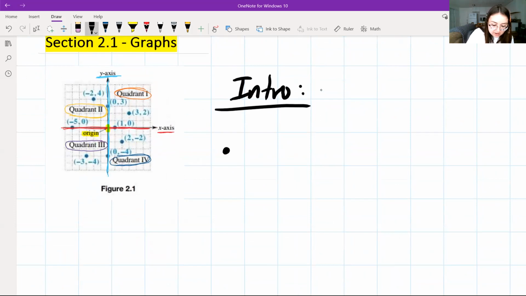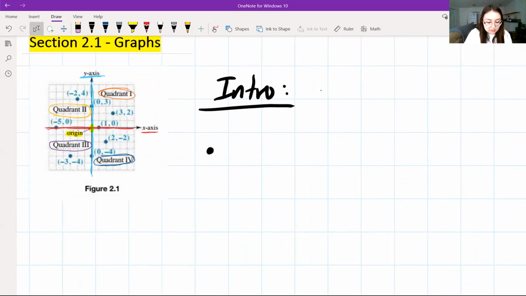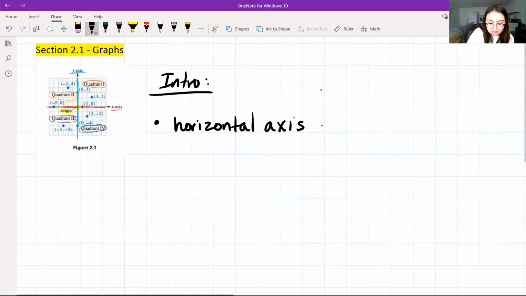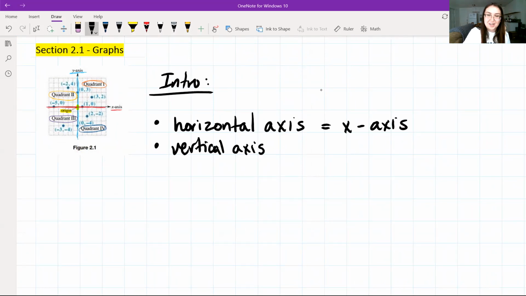I'm going to write these out. So our horizontal axis is our x-axis. Our vertical axis, sorry if my writing is not super great on my tablet, is our y-axis.